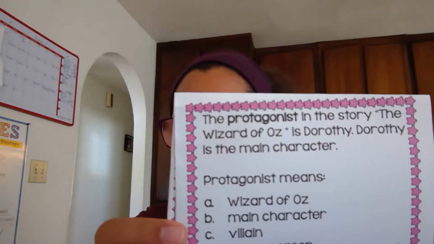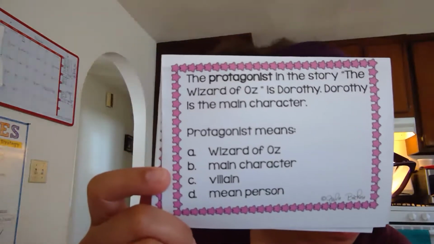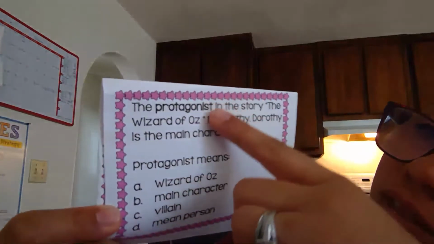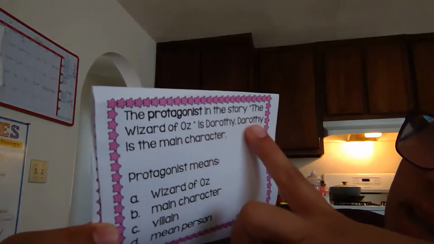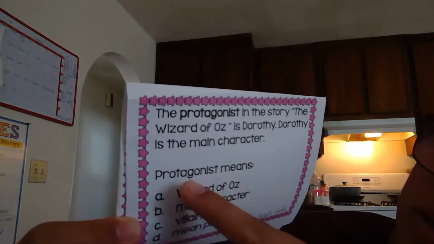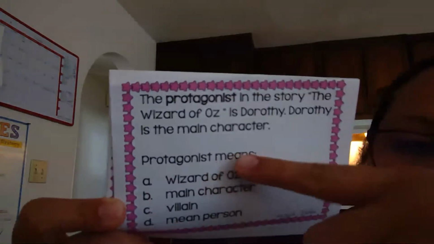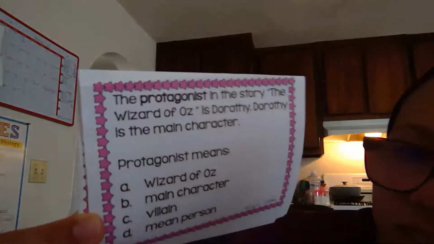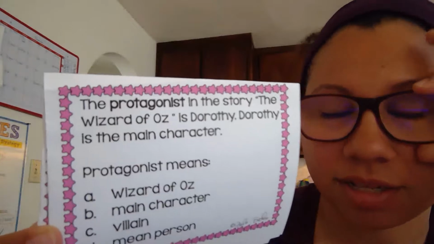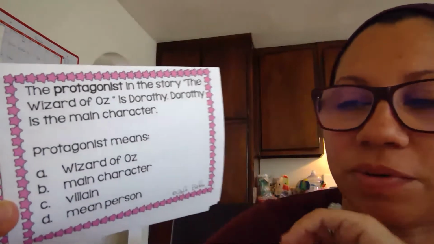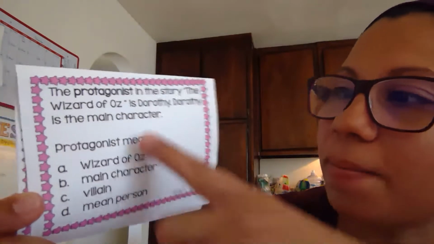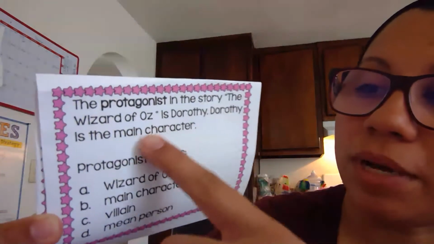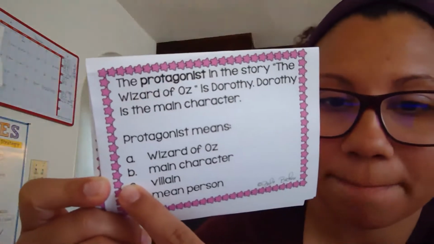I see both of your answers. Okay, so let's go back in. The protagonist in the story, The Wizard of Oz, is Dorothy. Dorothy is the main character. So protagonist does not mean Wizard of Oz because that's a title. And does not mean villain because Dorothy is a good character. This is a pop culture reference. So if you don't know Wizard of Oz, that's okay. But here the author is directly telling you Dorothy is the main character, giving you an example. So the answer was B, main character.